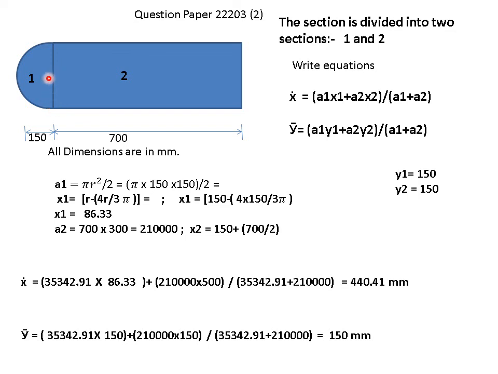So y1 is 150. Again for this rectangle, the center will lie at the total width of the rectangle divided by 2. The width of the rectangle is 300. So 300 divided by 2 is 150 mm. So y2 is also 150 mm. You just put all these values in the equations for x bar and y bar. You get the answer for x bar and y bar.